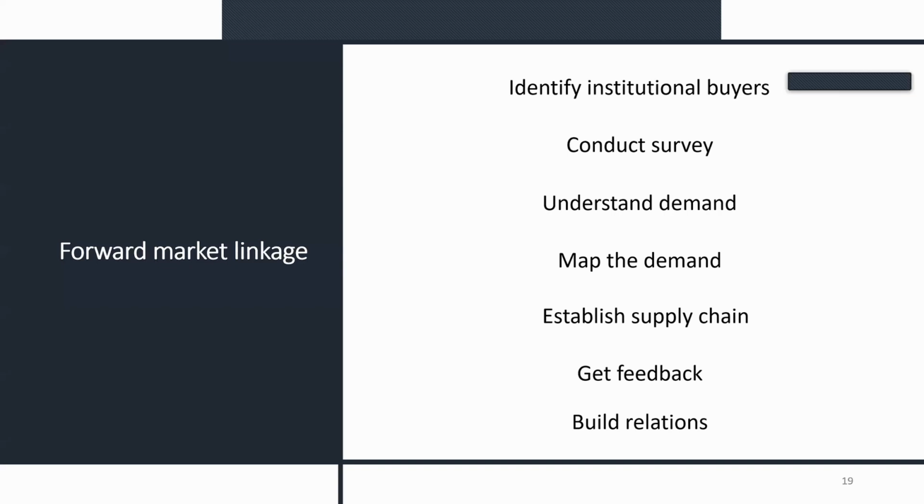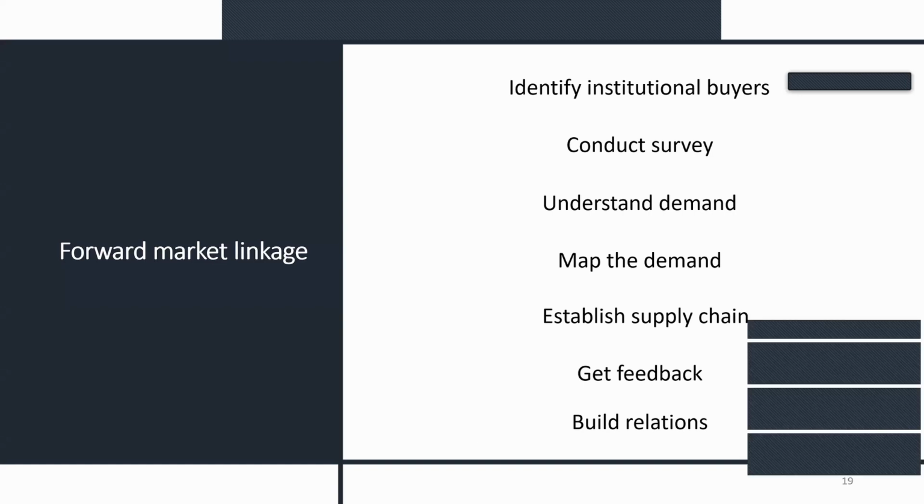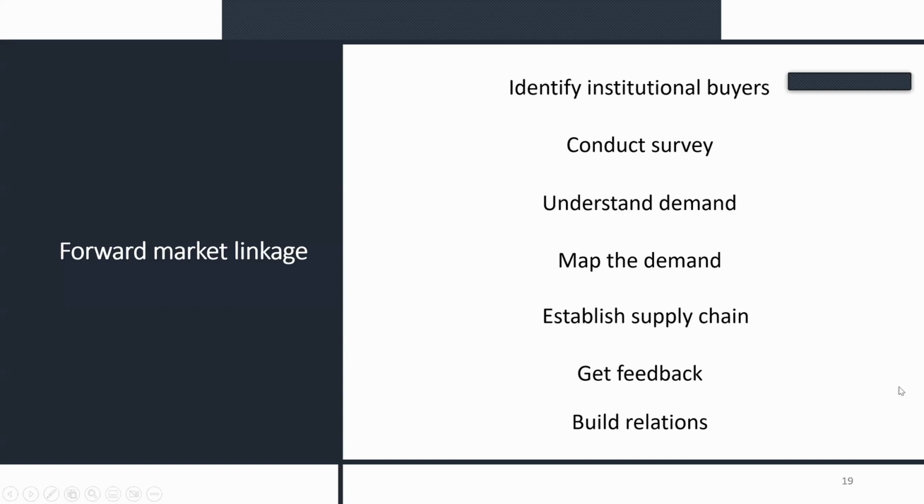The next part is forward market linkage. This is also a very crucial part, because we believe these cold rooms act as an aggregator unit. Since all the farmers and vendors are keeping their fruits and vegetables there, what if these fruits and vegetables can be sold to retail customers or bulk institutes?